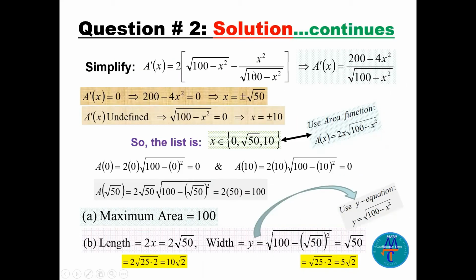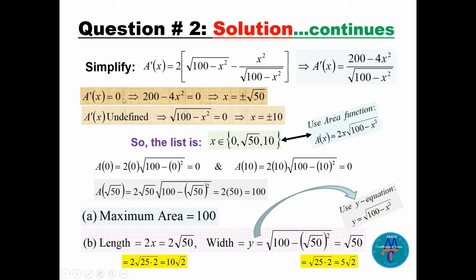Let's find the LCD, which is square root of 100 minus x squared. So we multiply up and down here by square root of 100 minus x squared. So we'll have 100 minus x squared minus x squared. It will be 100 minus 2x squared multiplied by 2. The final simplified derivative function is 200 minus 4x squared divided by the square root of this.